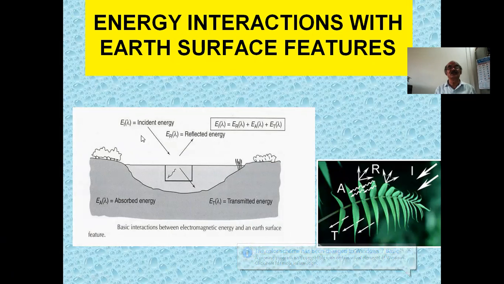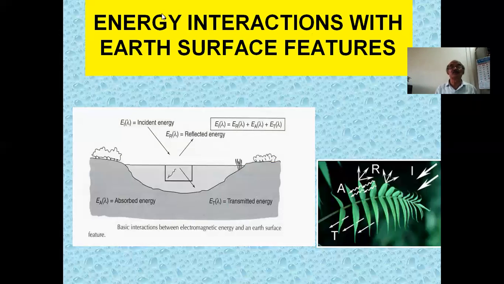See, this is the incident energy. When the incident energy reaches the Earth surface, part of it will be reflected back, part is absorbed, and part is transmitted through the object. This can be expressed by a mathematical equation, that is E_I(λ) = E_R(λ) + E_A(λ) + E_T(λ). That means reflection, absorption, and transmittance will be there. The basic principle in remote sensing is that all three, reflection, absorption, and transmittance, will be different for different surface features. Based on that, we will be able to differentiate the Earth surface features.